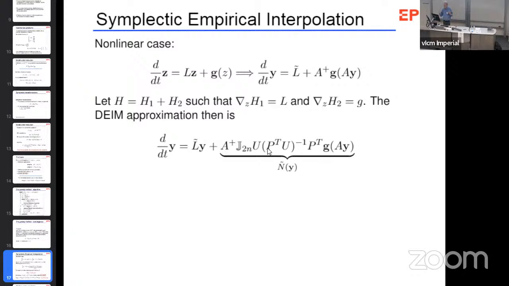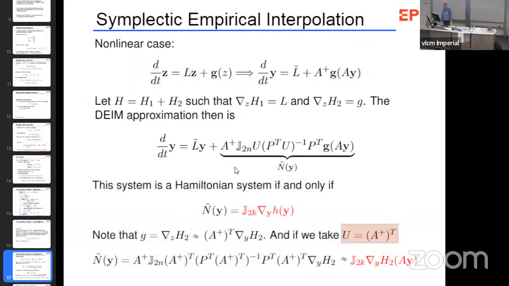Now, the question is, does this maintain the symplectic behavior? We know we can do it for the linear problem. Can you do it for the nonlinear problem? And the answer is almost, but not exactly. You can construct problems where the answer is no, but it is a very, very good approximation and you can quantify what very good means, but it's not exact, to be honest. And this is one of the open problems: how to accelerate nonlinear terms while maintaining the structure exactly.